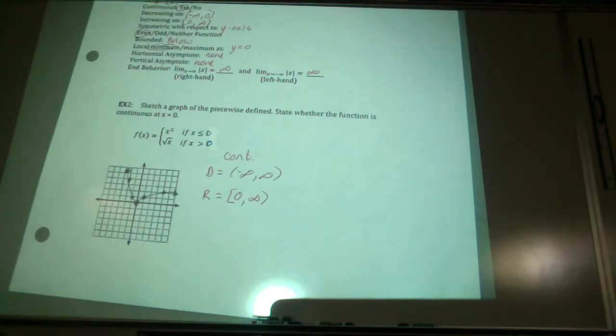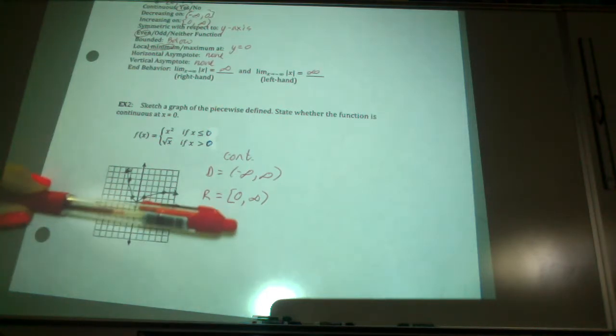Is this an even function or an odd function? Is it symmetrical to the y-axis or to the origin? No, it definitely is not. Is it bounded? Below the graph, right?